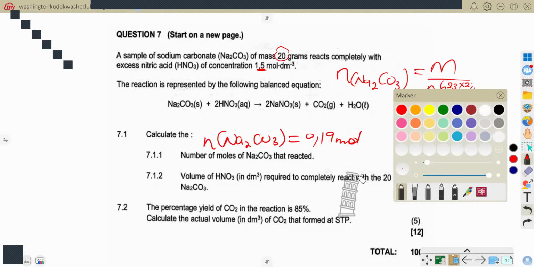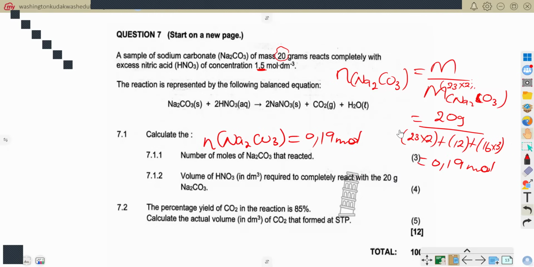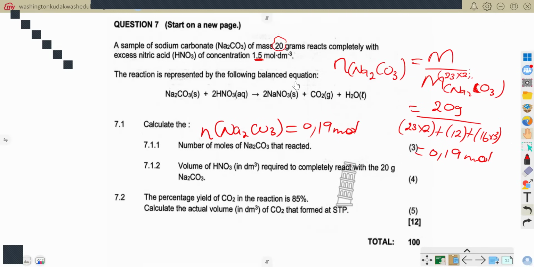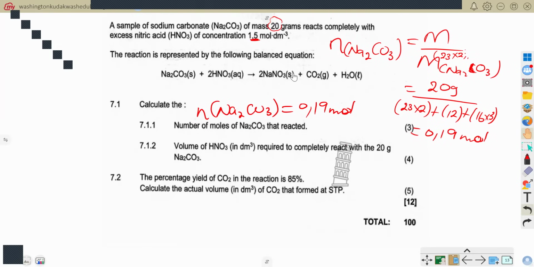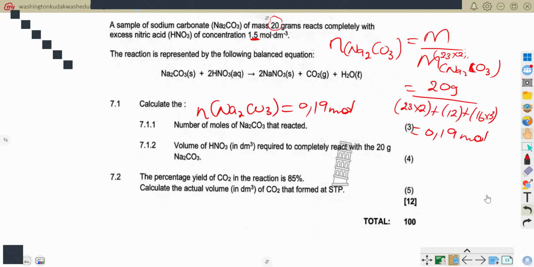Let's look at the following question. The following question is asking for the volume of nitric acid in decimeter cubed. To find the volume, we need to look at the mole ratio of sodium carbonate and nitric acid, because we know the number of moles of sodium carbonate that reacted. We now need to know the number of moles of nitric acid that also reacted, so that we can convert those number of moles into volume.